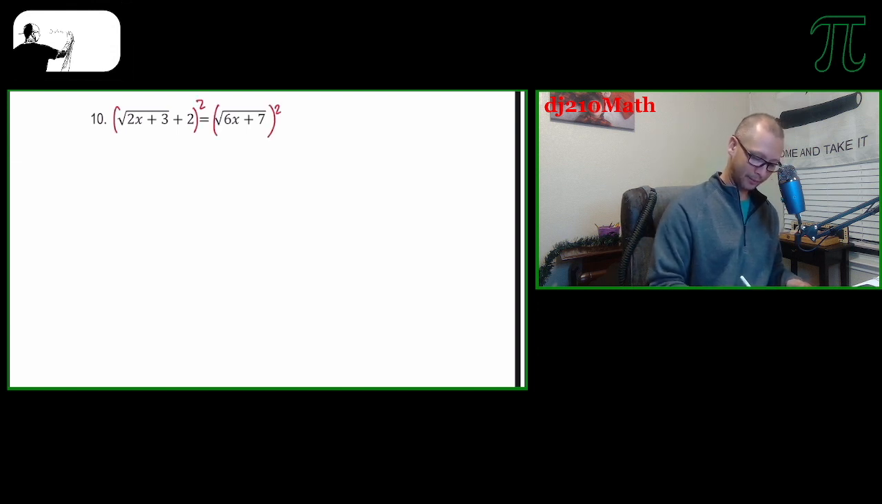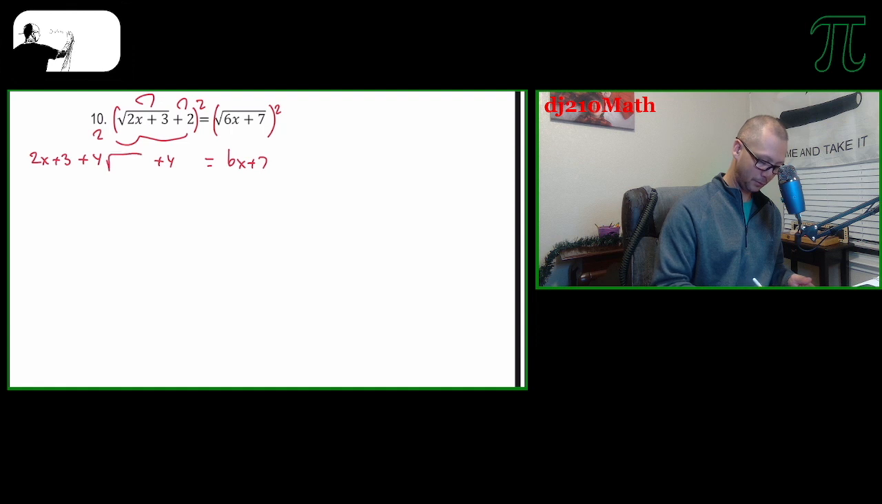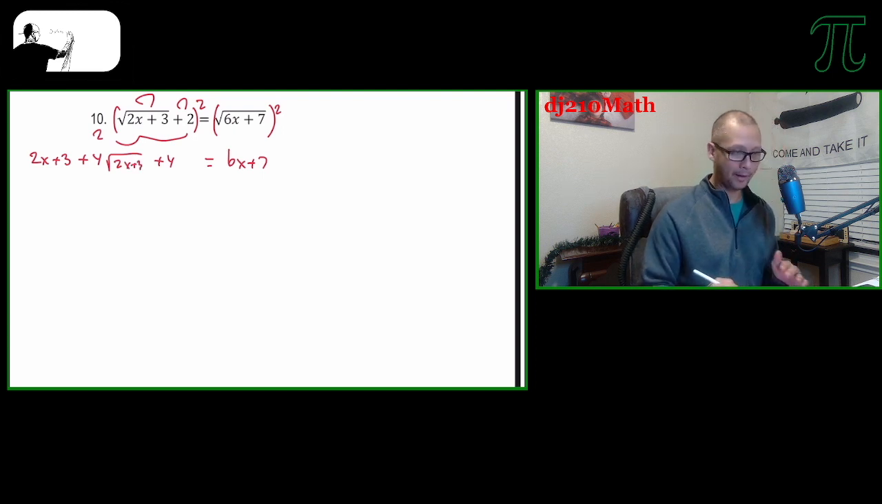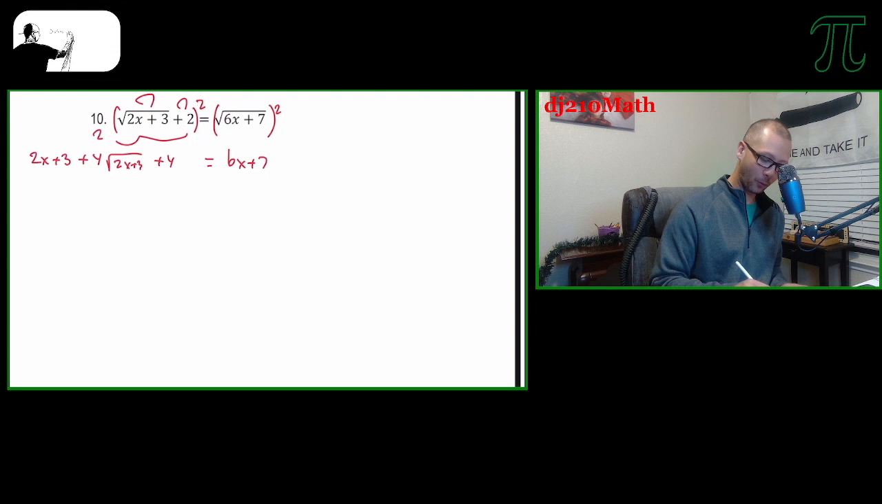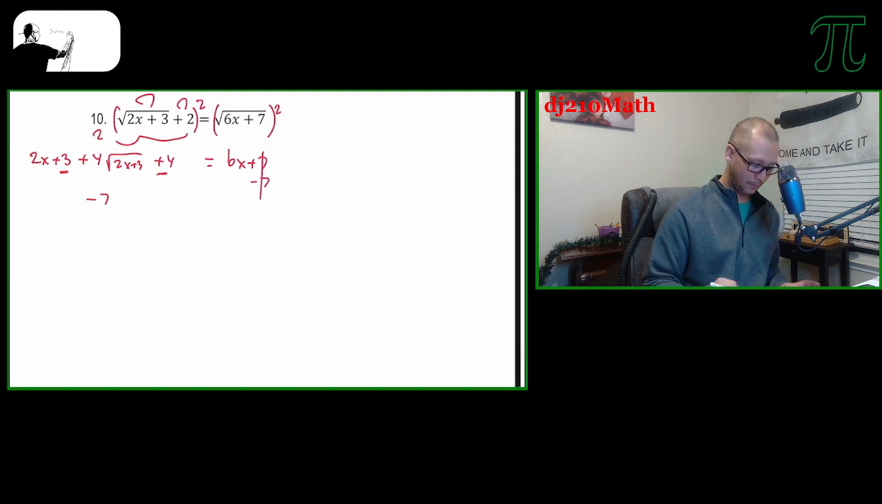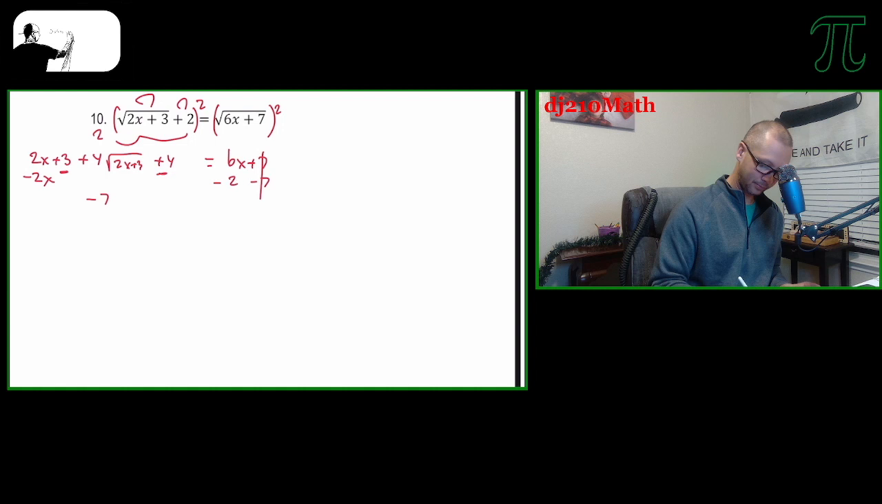Square both sides. Going to be 6x plus 7. Left-hand side is going to be that times that: 2 times 2, 2 times a times b, 4 root 2x plus 3. Let's combine all the like terms on the right-hand side. 3 and 4 is 7. I'm going to subtract 7. Hey, look what happens. I'm going to subtract 2x. 4 square root 2x plus 3 is equal to 4x.